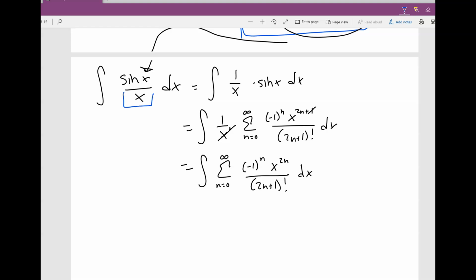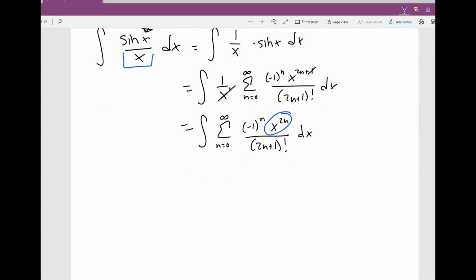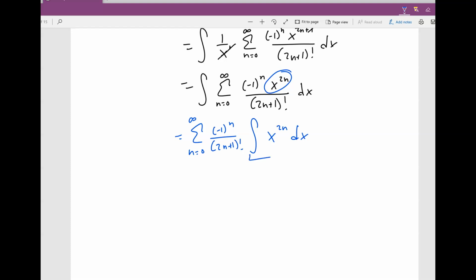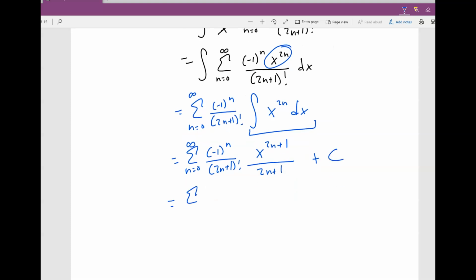Now this is easier because all I have to do is worry about this polynomial. So if I take out the summation, I can take out the negative 1 to the n, I can take out the 2n plus 1 factorial. All I have to integrate is this x to the 2n dx. And this is really easy to do. That's just a sum from n goes from 0 to infinity, negative 1 to the n, over 2n plus 1 factorial. This thing is just going to be x to the 2n plus 1 divided by 2n plus 1, plus c.